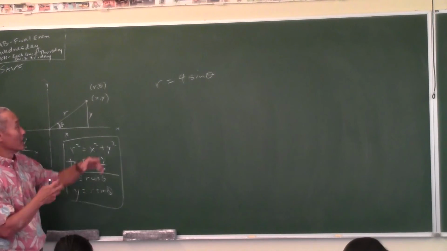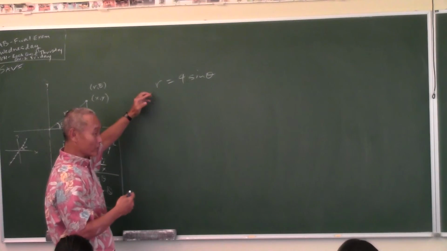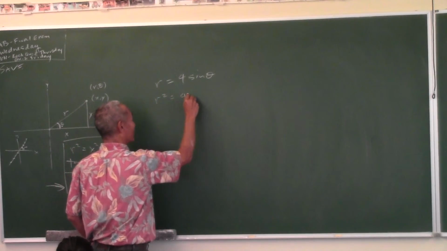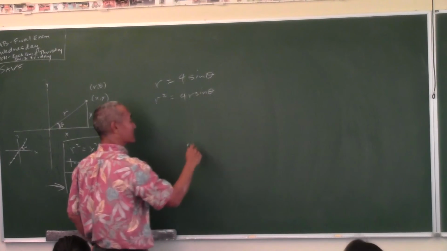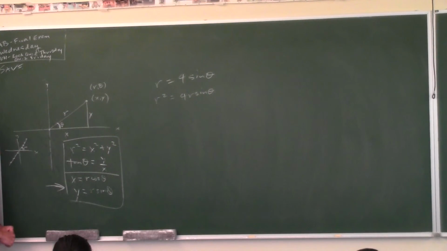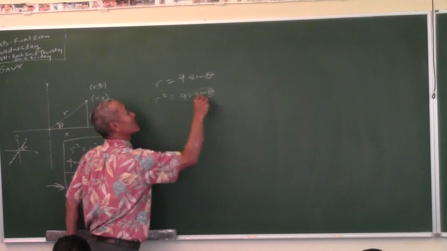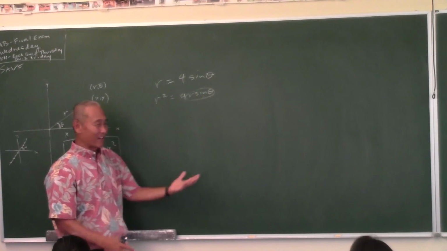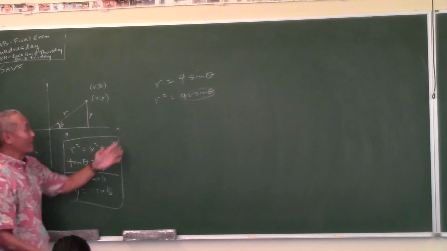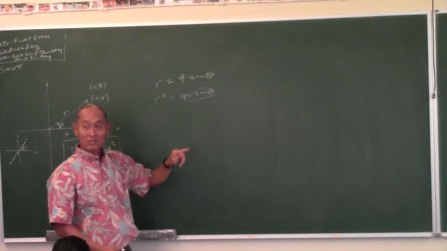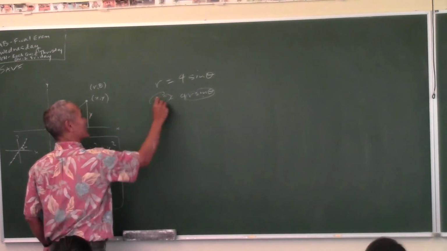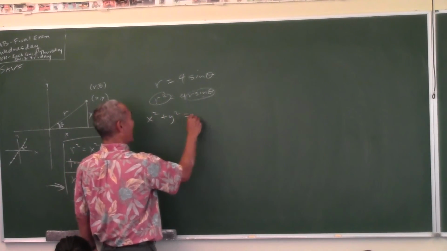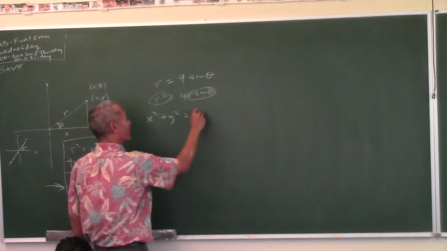So you have two choices to make this into r squared: you either square both sides or multiply both sides by r. Now, why is it better to multiply both sides by r? Because if you square both sides, you just get sine squared theta, and that's not on the list here. But if you multiply both sides by r, that one's on the list. So what can I substitute for that? x squared plus y squared equals 4y. There you go.